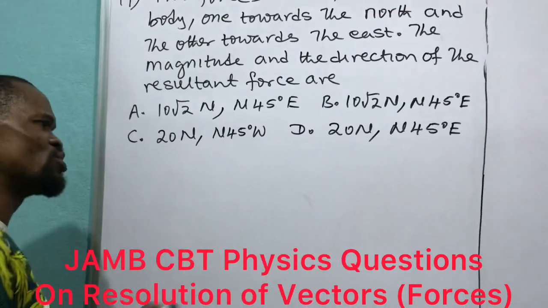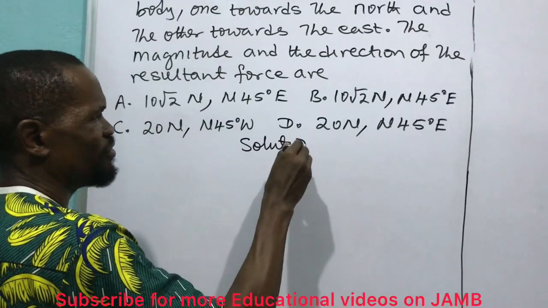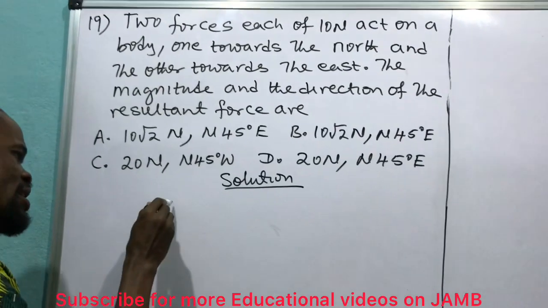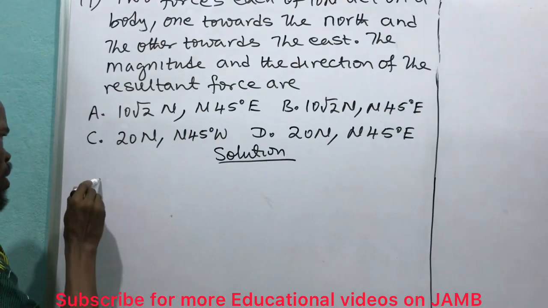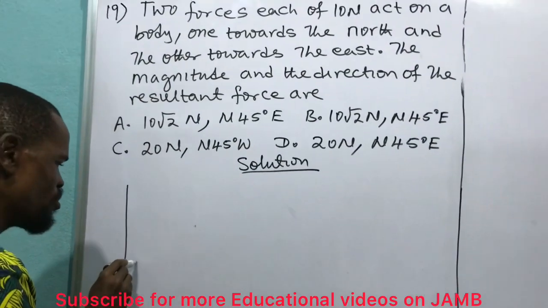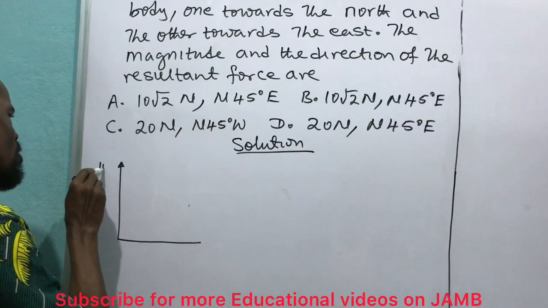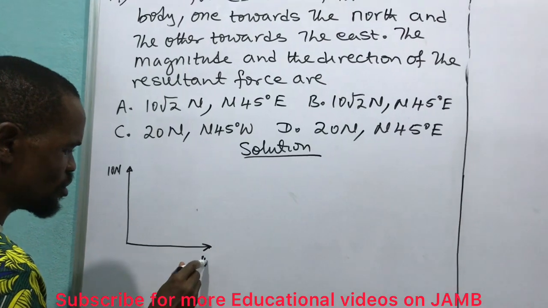Let's see the solution. They are asking us the magnitude and direction of the resultant. The two forces are 10 Newton each. They said one moves north and one moves east. Let me draw it here. One moves north and one moves east. And this one is 10 Newton, and this one is as well 10 Newton.